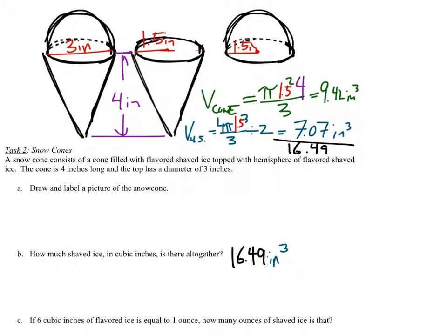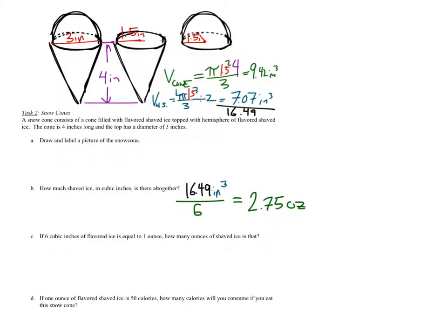Now we got this next one. If 6 cubic inches of flavored ice is equal to 1 ounce, then how many ounces of shaved ice is that? So we're going to divide this by 6, because every 6 of those would give us 1 ounce. So this answer will be in ounces, and we divide it. All right, so it'd be 2.75 ounces.